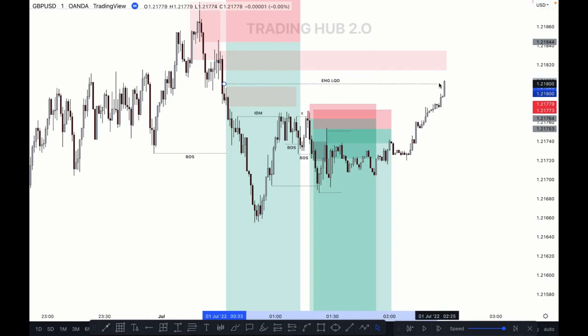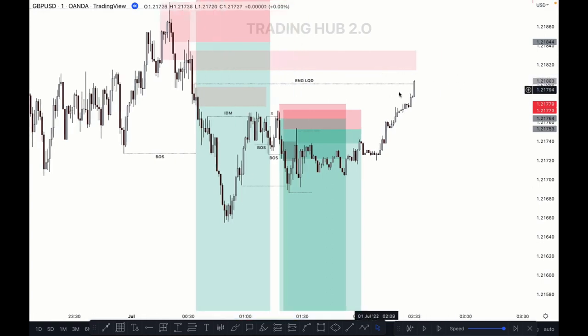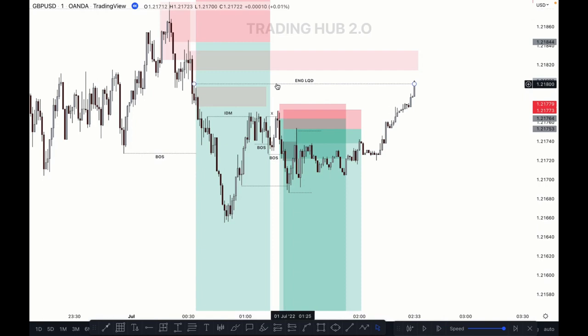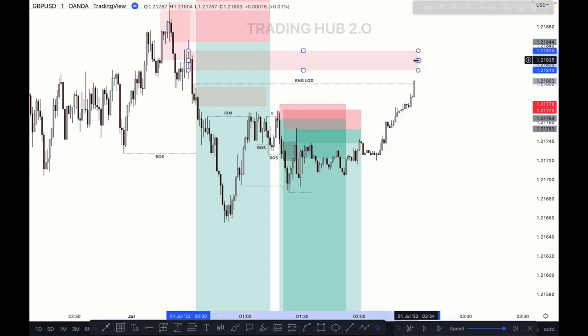After taking out this engineering liquidity, the market has already taken it out, but there is no guarantee it will mitigate this order block. As I told you in a previous entry type 2, the market may take out this high and close above it, and then you can apply the same rule as entry type 2. If the market sweeps this high, then you have to apply entry type 3. If the market mitigates this order block, then you have to apply entry type 1. Okay, let's see what will happen after this.